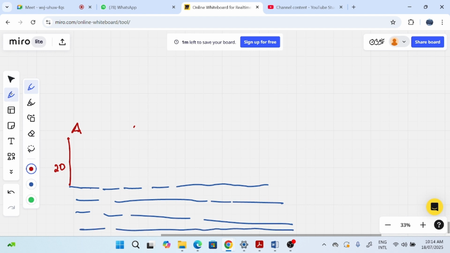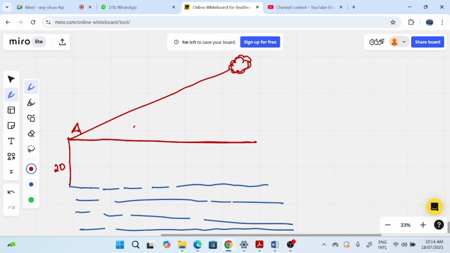Now, the angle of elevation of a cloud. That means there is a cloud here. So when a person is looking at the cloud from this particular position, he is making an angle of elevation of 30 degree. Correct. Another thing that you should know is this is the ground level, where this portion is the ground.